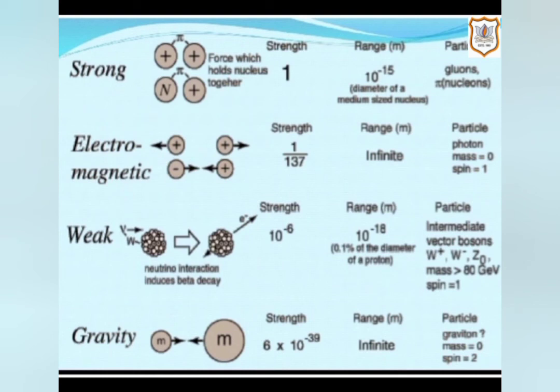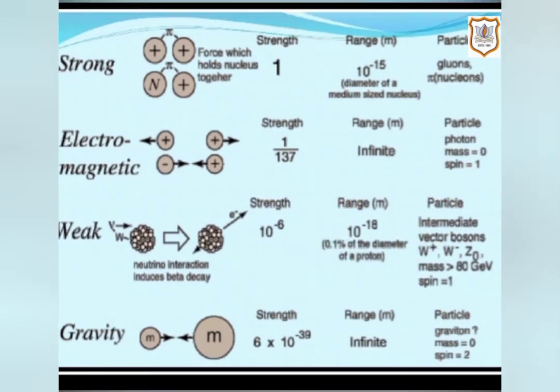Electromagnetic force is 1/37th part of the strong nuclear force and its range is infinite. Weak nuclear force, its strength is 10 raised to minus 6 and its range is 10 raised to minus 18. The gravitational force has the strength 6 into 10 raised to minus 30. Its range is infinite and it can act up to any distance.